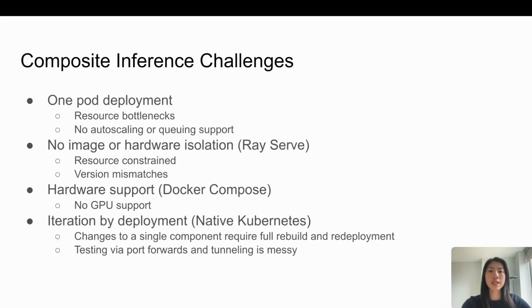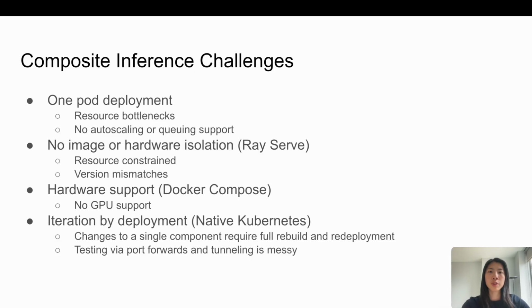Then we have frameworks like RayServe that do let you break apart the components. However, there's still no ability to specify separate images or hardware for the different components, and this often leads to it being resource constrained, and you also end up having to debug version mismatches across your different services. Docker Compose lets you use a different image for each service. However, it does not support GPUs in local mode.